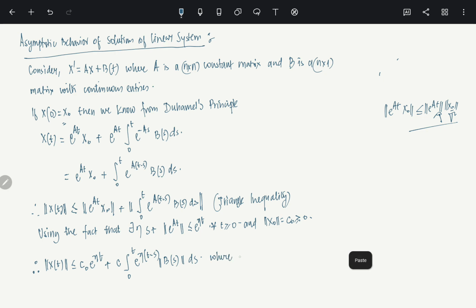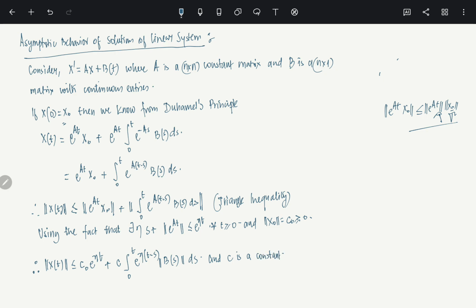c naught is nothing but, we will write c naught as c times the norm of x naught. It doesn't have to be exact; these are basically constants, so you don't have to worry about it. It's just some constant. Let's just put it that way. Maybe I can put it this way: where c naught and c are constants. It will be better.